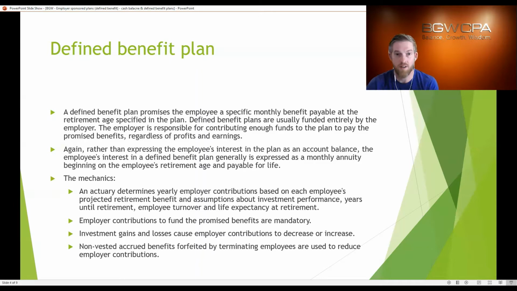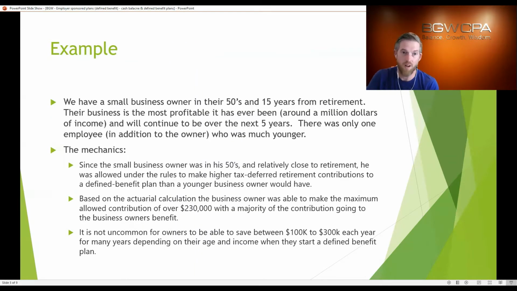Let's look at a detailed example, and actually one that I've done with a client. This client was a small business owner in their 50s, had about 15 years to retirement, and the business was profitable. It was more profitable than ever. It was around $1 million of net income. And we knew that it would continue to last for 5 years. There was only one other employee, besides the owner, who was considerably younger than the owner.